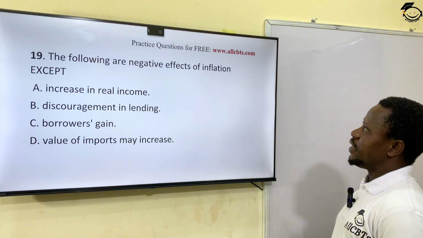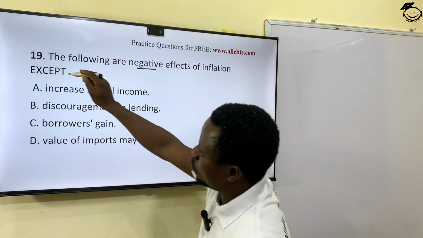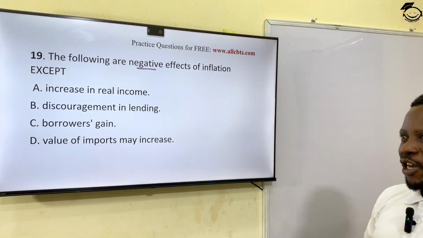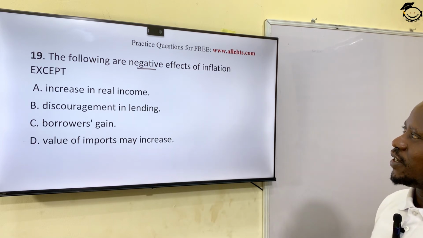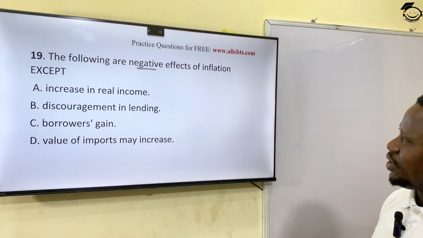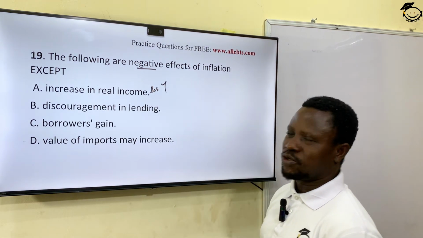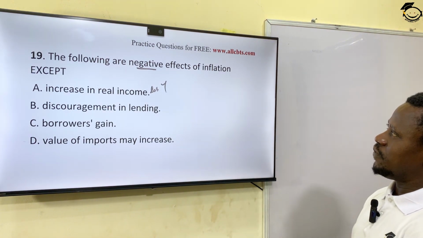Now, the next question. The following are negative effects of inflation, except one. Which means all of them are negative effects, only one could be said to be positive. Okay? Let's see. Increase in real income. Real income is your disposable income, what actually is available for you to spend. Okay? Is it negative or positive?